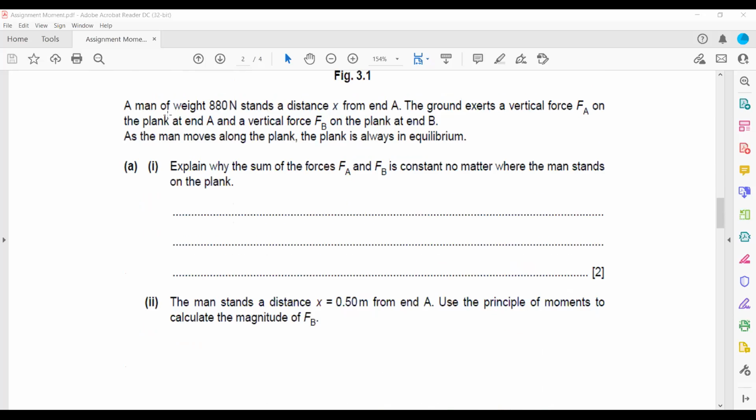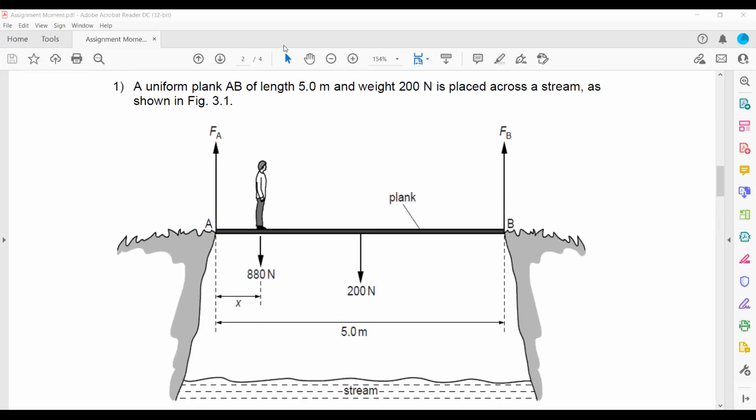So what they mention here: a man of weight 880 newtons stands at a distance x from A. The ground exerts a vertical force FA on the plank at end A and FB on the plank at B. As the man moves along, the plank is always in equilibrium. So it means it is always balanced. Explain why the sum of the forces FA and FB is constant no matter where the man stands. So what is the reason? Even if a man is at this position, if he moves to a new position, the sum of FA and FB won't change.